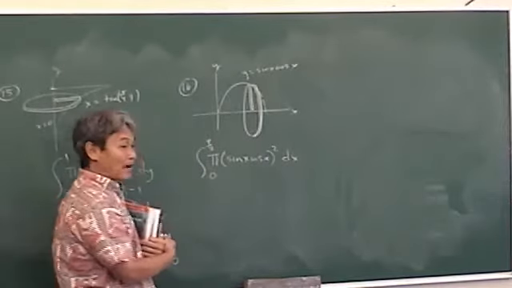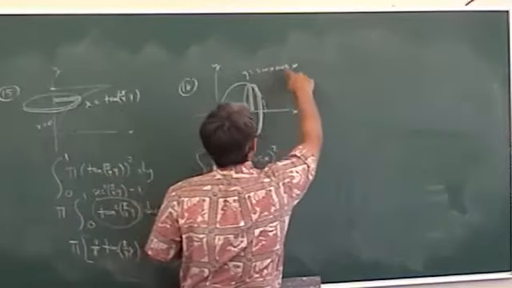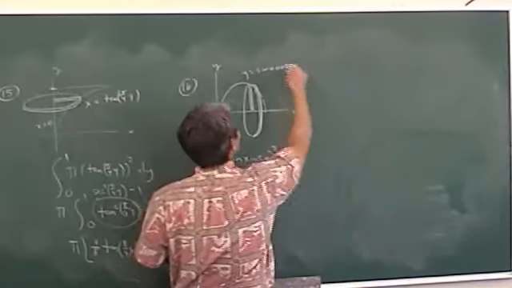You guys know why it's pi over 2 and not pi? Because cosine of pi over 2 is 0, and pi over 2 is smaller than pi.